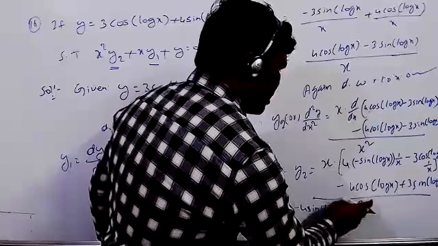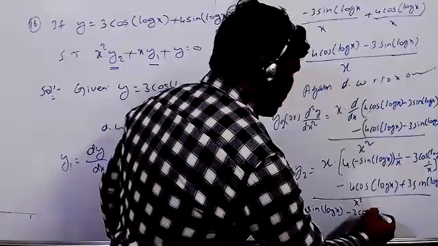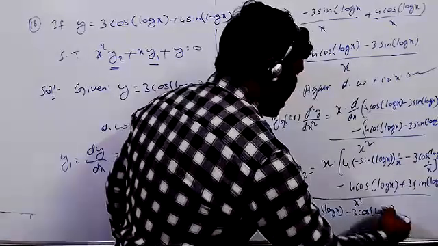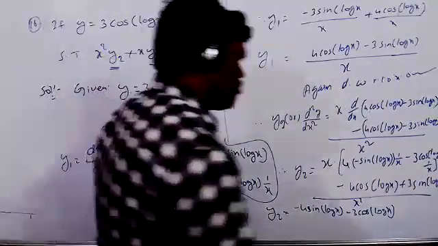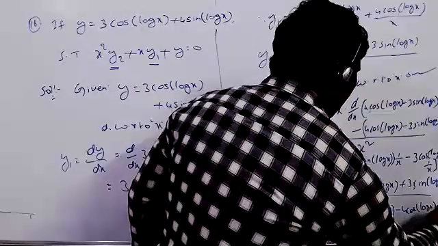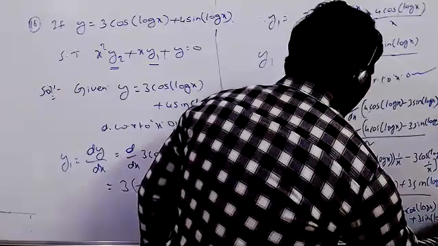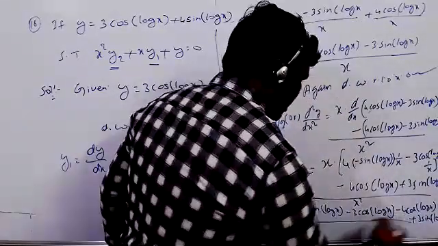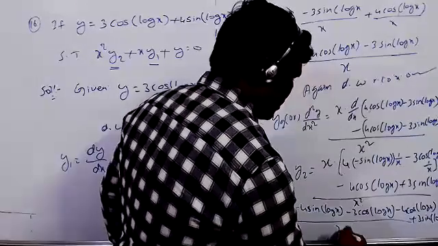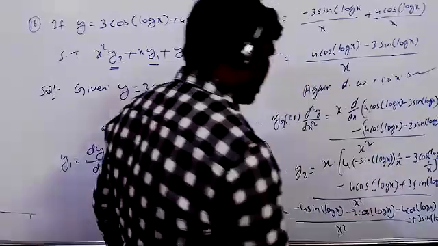So here you can write now minus 3 cos of log x, minus 4 cos of log x plus 3 sin of log x, whole by x square. Clearly, don't cancel that value.